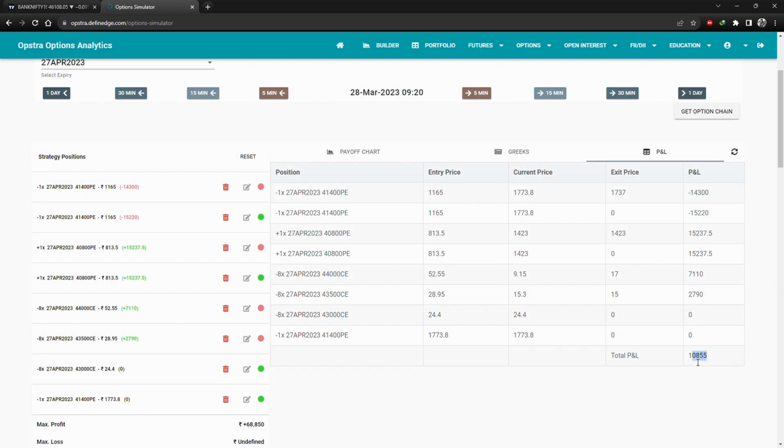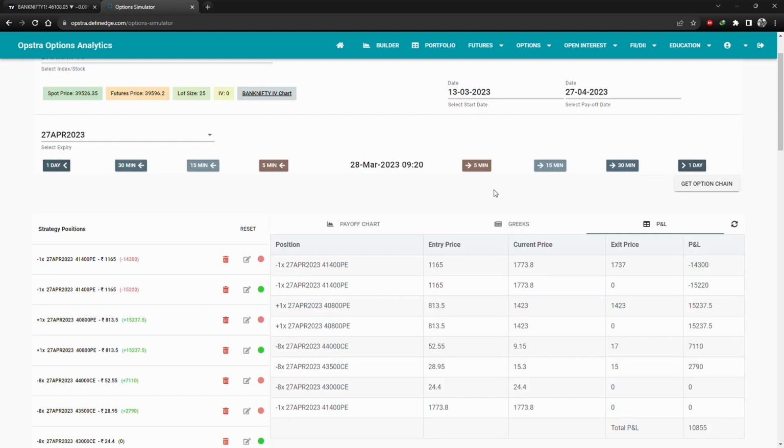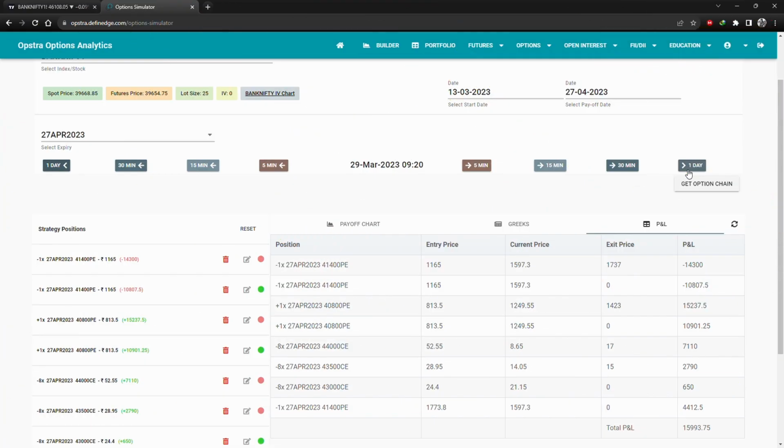Okay, all the adjustment has been done, and we are currently making total overall 10,855 rupees profit. And this is how our payoff chart will look. As you can clearly see, the direction has changed from bearish to almost bullish. So let's move on to our next day. Okay, we still have a premium of 21 rupees, so I am not going to do any adjustment today. Let's move on to the next day.